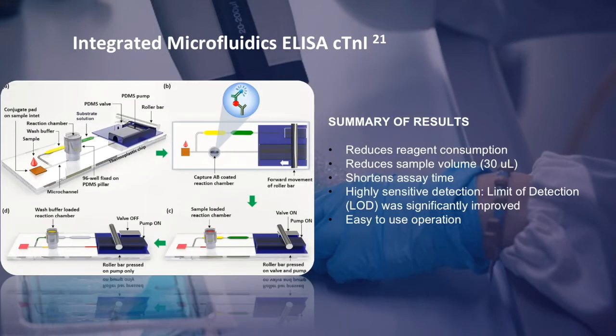The integrated microfluidics ELISA for cTnI measures the cardiac troponin I using somewhat different components. For example, it contains a PDMS pump and valve to help push the fluids through the microchannels. It has a substrate solution preceded by a wash buffer solution, and at the tip of the chip we have a conjugate pad where we will insert our sample, and right in the middle we have a reaction chamber which contains 96 wells. The assay is conducted in 3 simple steps.